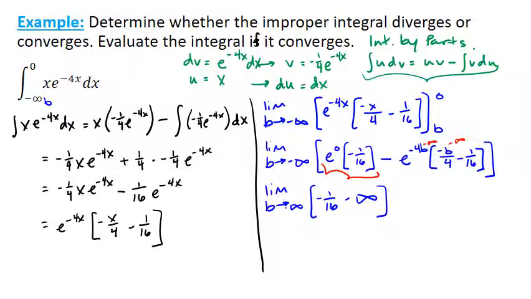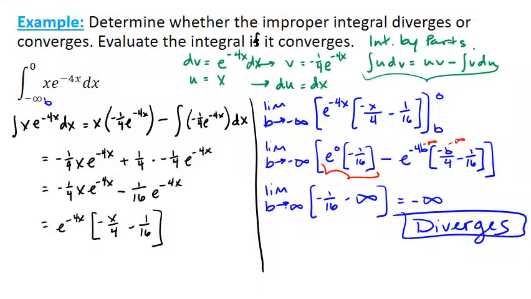Okay, so anything minus infinity is negative infinity. So what this means is the limit does not exist. So since this limit does not exist, we will say that this improper integral diverges. And that's it.